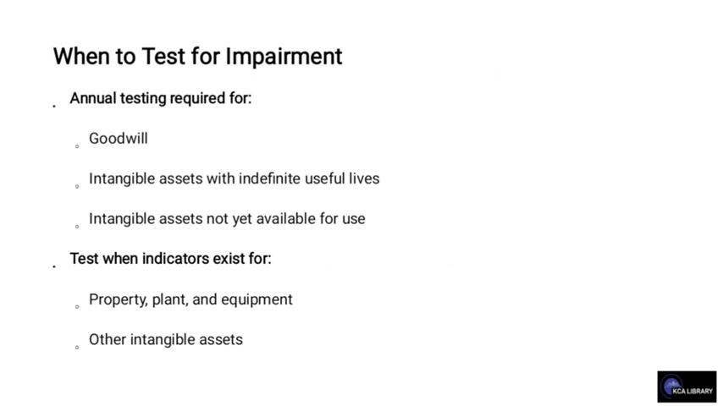When do you have to test for impairments? You test for impairments as per the annual testing, which requires 1, goodwill, 2, intangible assets with indefinite useful life, and 3, intangible assets not yet available for use. And you also test when indicators exist for PPE and other intangible assets.